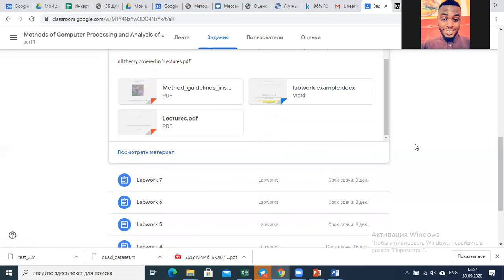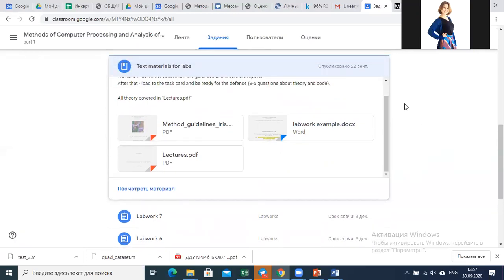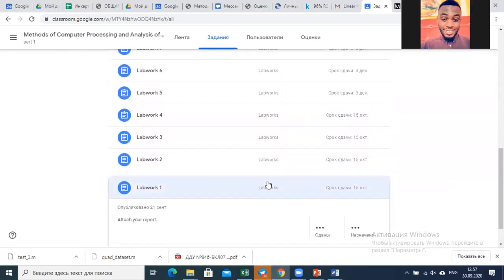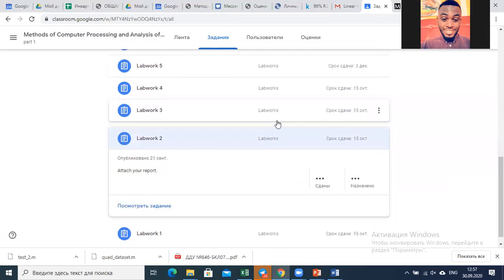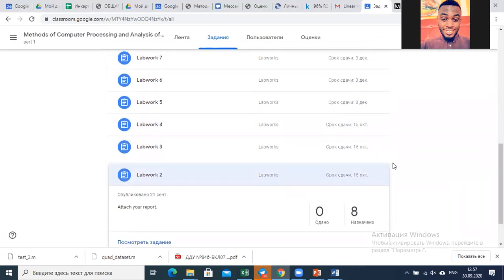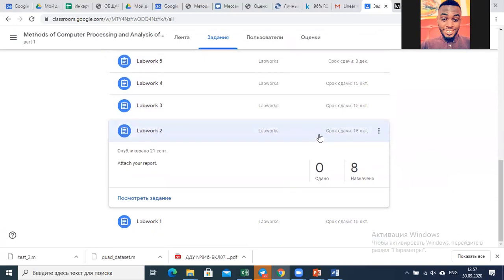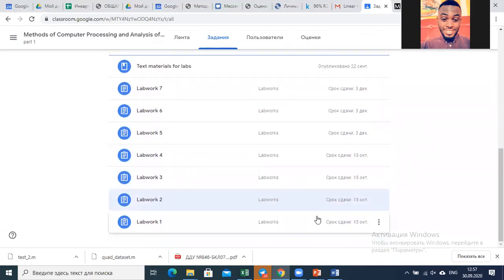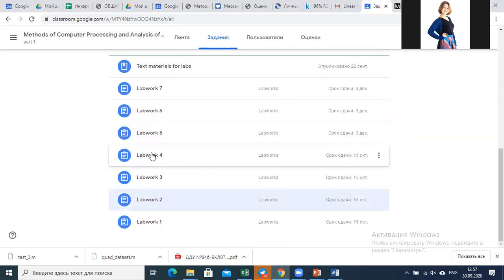Sorry, I'm quite confused. Are we sending 7 reports for the 7 lab works, or 1 report for the 7 lab works? 7 reports for 7 lab works. Can we send them gradually, or should we send 4 at once? Because it seems you said we should start with the first 4. You need to send the first 4 labs before the 15th of October.